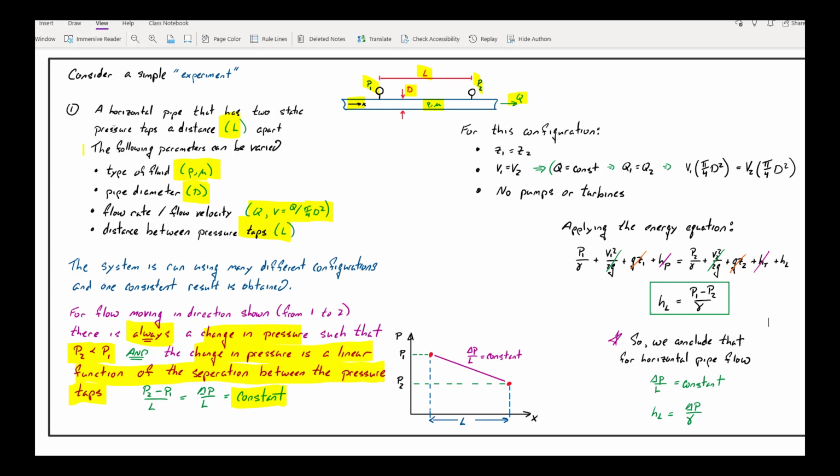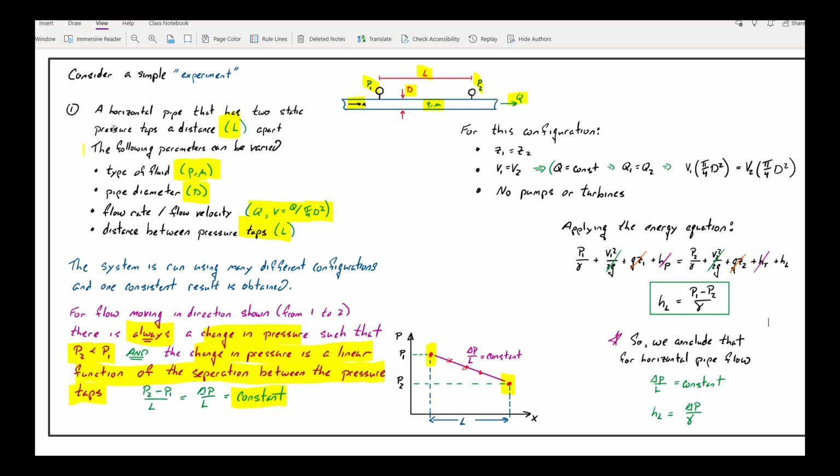And of course, we could plot that. If we knew our location and our pressure, and we find our other pressure, we could draw a straight line between them, getting this slope of delta P over delta L. We've changed the distance L, so we have multiple points in here to verify that this is indeed a linear line. And we've done it for different diameters and different fluids, and we keep getting the same result.